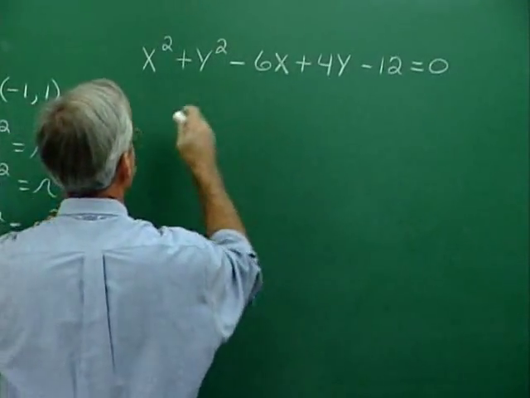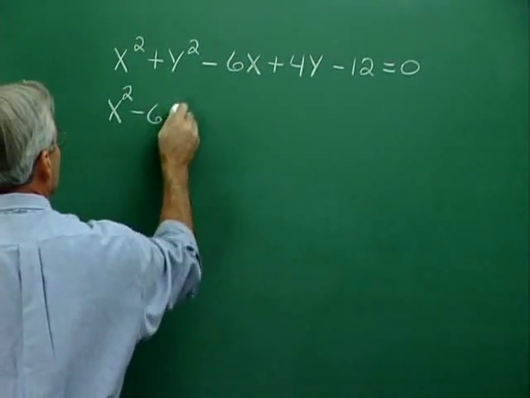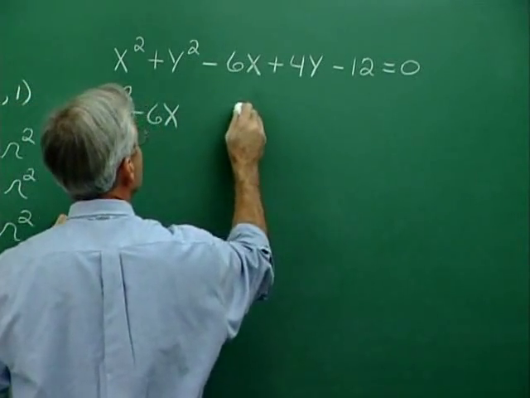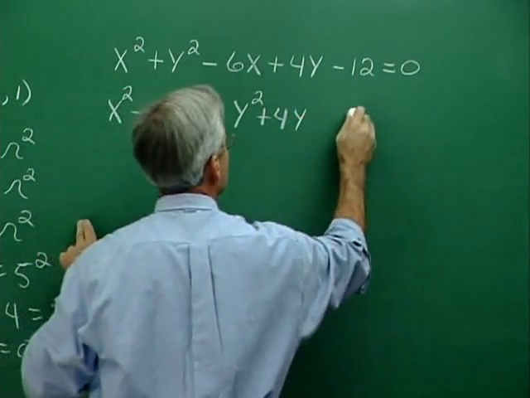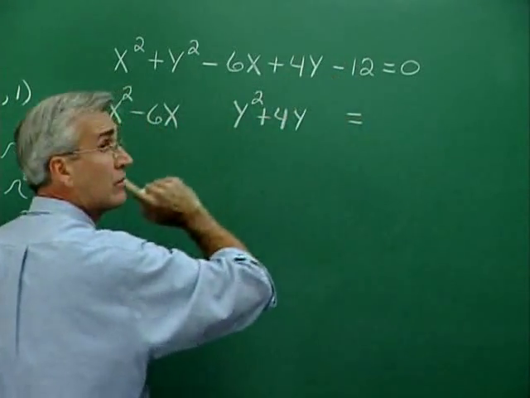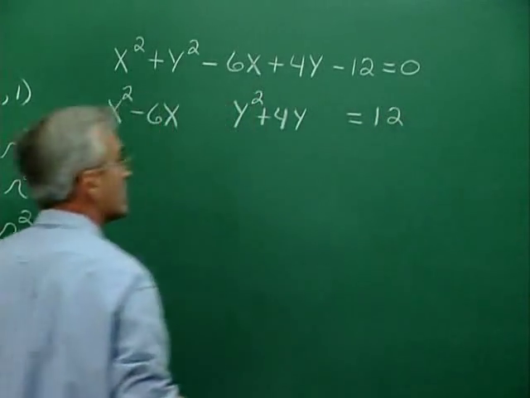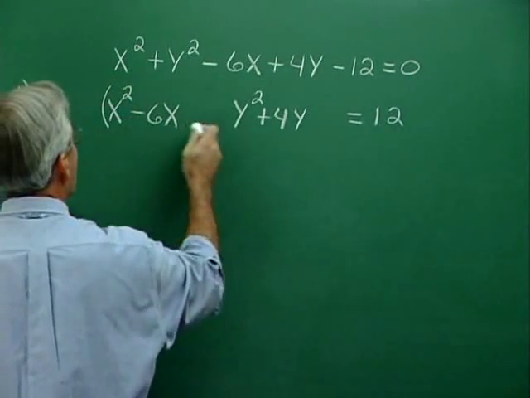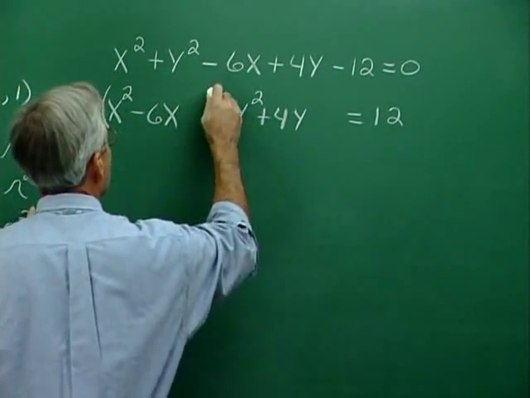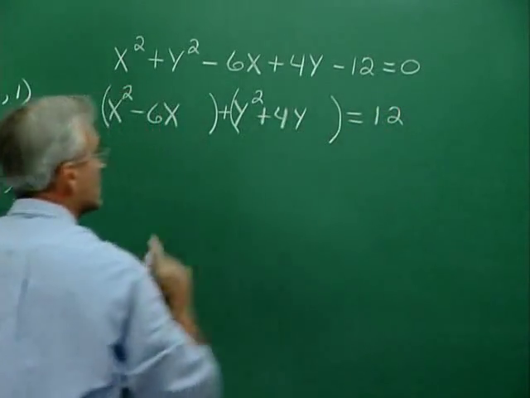We put the terms involving x next to one another. We leave a space, put the terms involving y next to one another, leave a space, put our equal sign, and kick the constant to the other side. We're adding 12 on both sides to get this. All right, here's how we're thinking about the problem. Here are our terms involving x. Here are our terms involving y, and there's our constant.